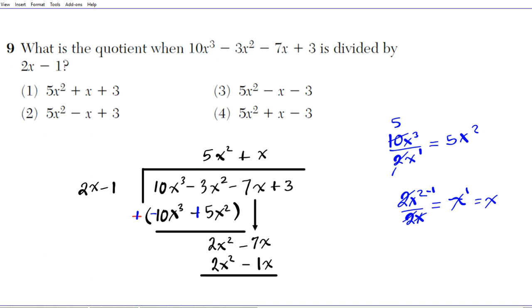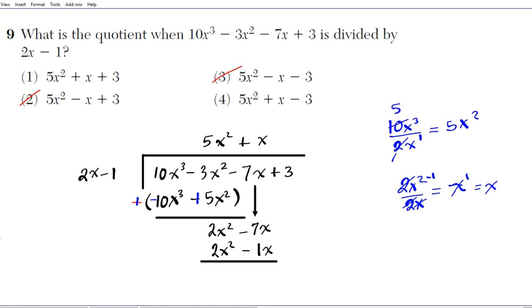Having executed these steps, can we eliminate some options? 5x squared plus x. Oh yes, we can eliminate 2 and 3. So our answer should either be 1 or 4. Okay, so repeat the same process. Before we do that, we haven't subtracted yet. So let's subtract.